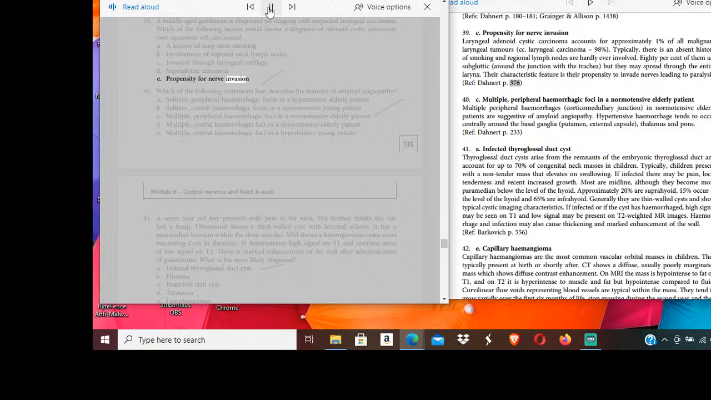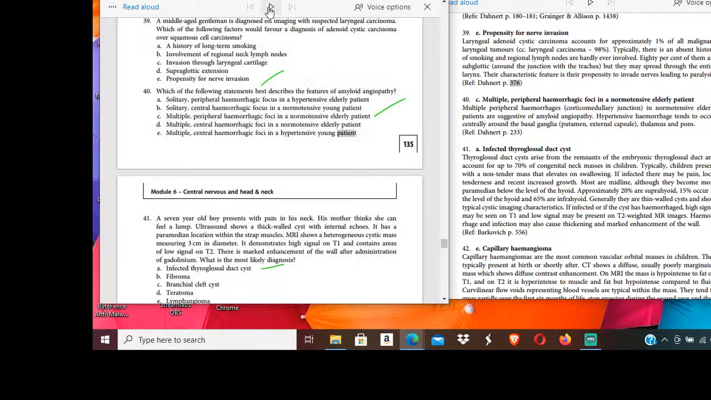40. Which of the following statements best describes the features of amyloid angiopathy? A. Solitary, peripheral hemorrhagic focus in a hypertensive elderly patient. B. Solitary, central hemorrhagic focus in a normotensive young patient. C. Multiple, peripheral hemorrhagic foci in a normotensive elderly patient. D. Multiple, central hemorrhagic foci in a normotensive elderly patient. E. Multiple, central hemorrhagic foci in a hypertensive young patient.